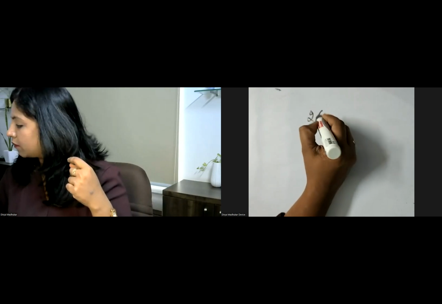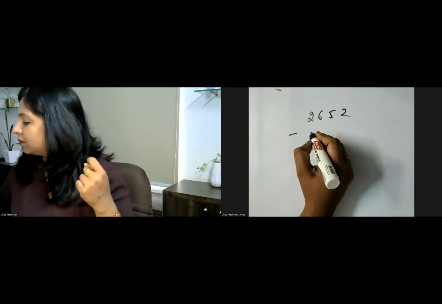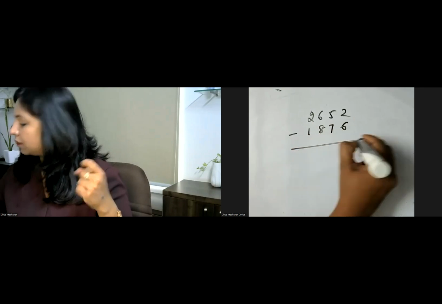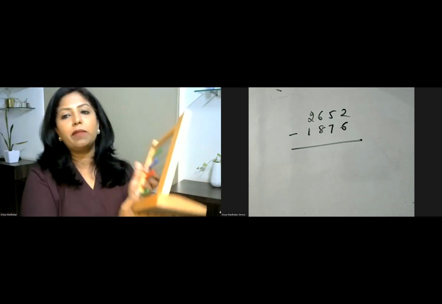2652 minus 1876. See, here you're going to be replacing it with every digit. Here you're trying to replace it with every digit.